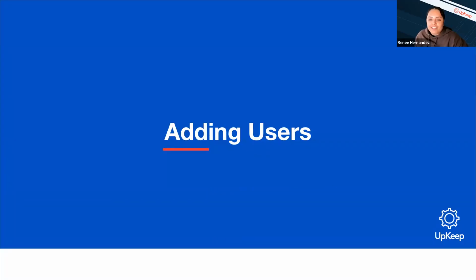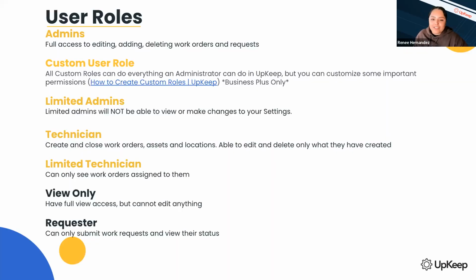So the very first thing that you need to do is establish your users in UpKeep. So whether you have a large or small maintenance team, just knowing what specific role type your user is going to need is really going to help piece together your team within UpKeep. And now, as you can see here, I listed the different users that we currently have available, and I'll just walk through each one individually.